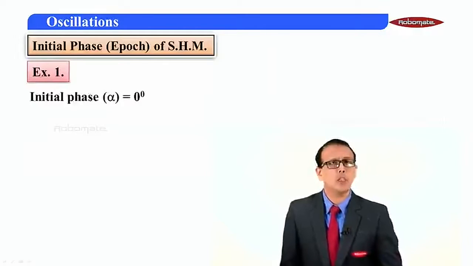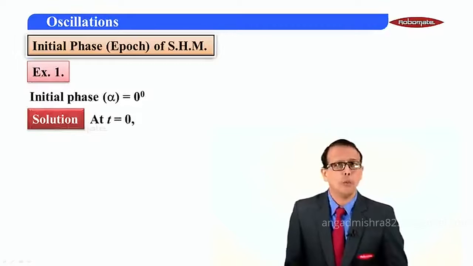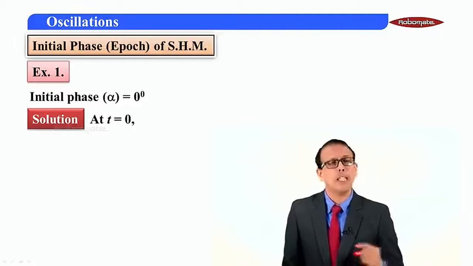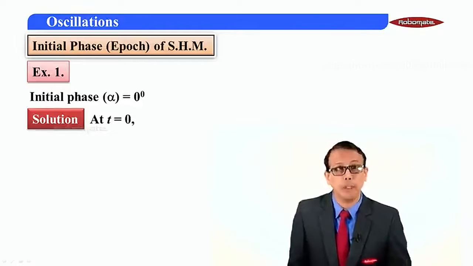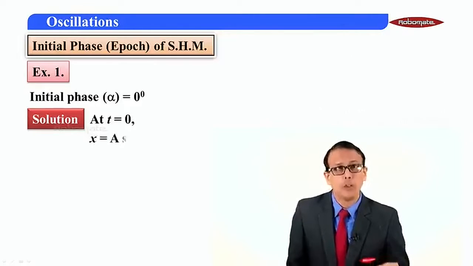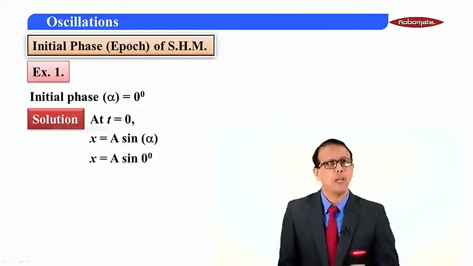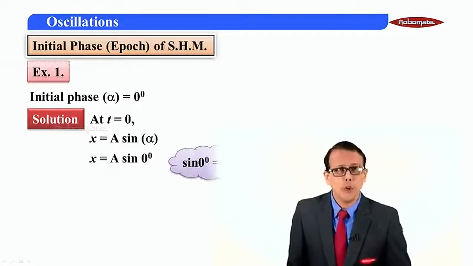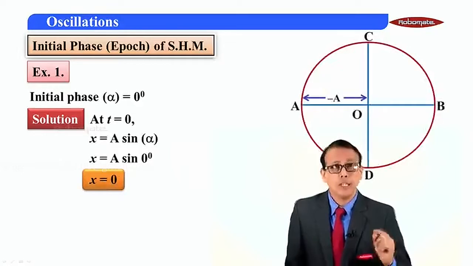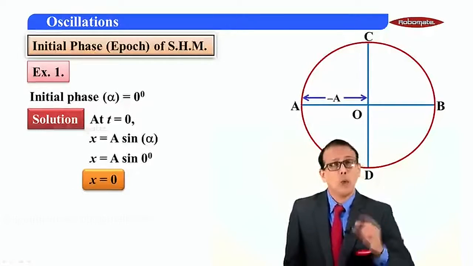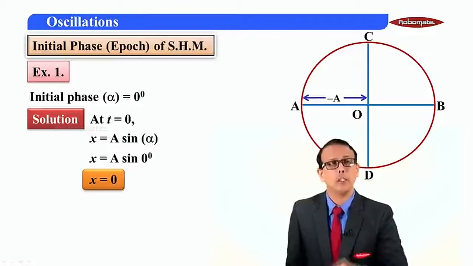Let's understand students through a small example. Say initial phase is 0. So if I put t is equal to 0 in our equation of motion, x is equal to a sine omega t plus alpha, I get only x is equal to a sine alpha. Let's put alpha is 0. We know sine 0 is 0, therefore x will become 0. This indicates that whenever initial phase is 0, the particle is at mean position.